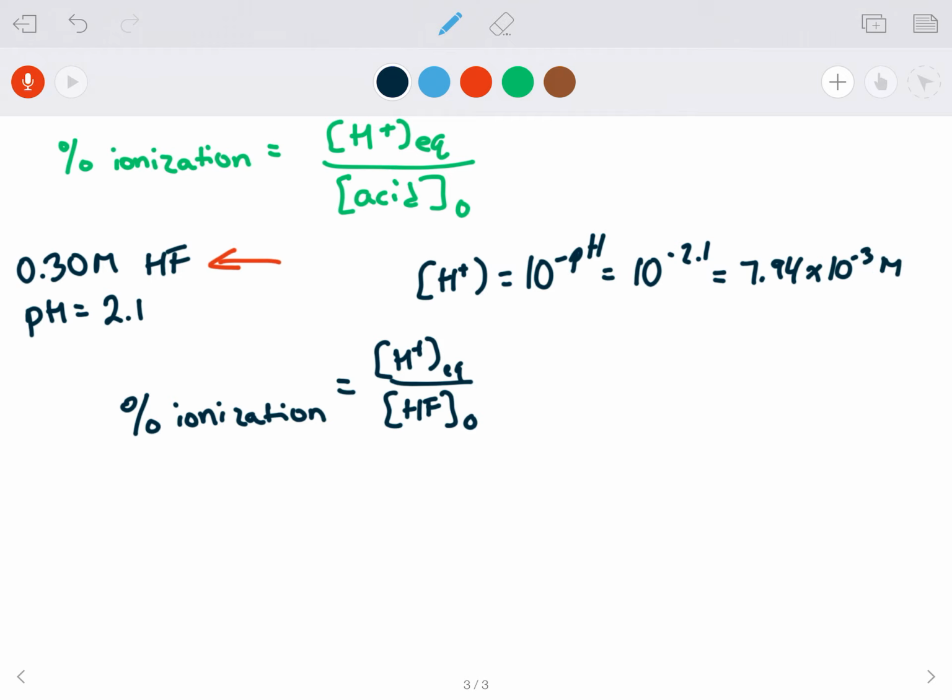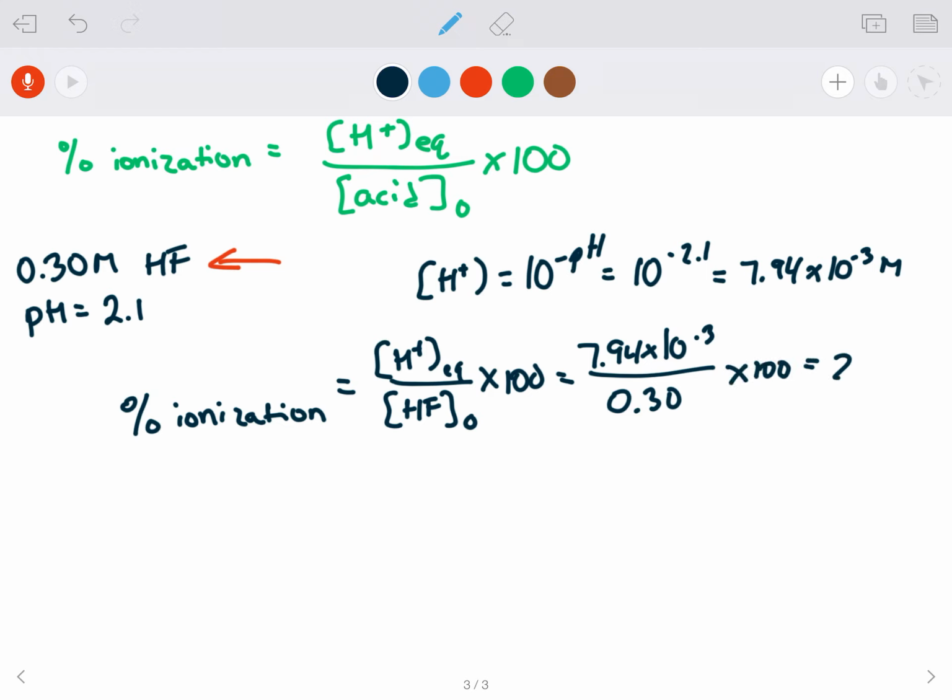So the percent ionization is going to be then, well, we'd have to multiply it by 100 to get the percentage, right? It's going to equal 7.94 times 10 to the minus third over 0.30 times 100 to give 2.6%. So you see with weak acids, like hydrofluoric acid is incredibly acidic and dangerous to work with, but it only has a 2.6% ionization, right? So it doesn't have to have a large percent ionization for an acid to be acidic and dangerous.